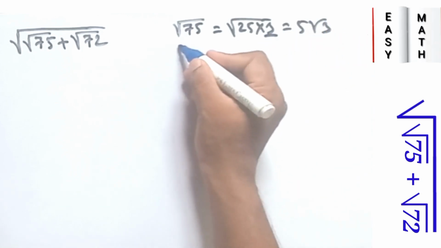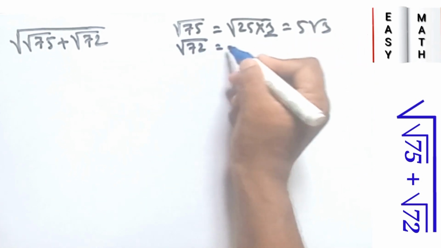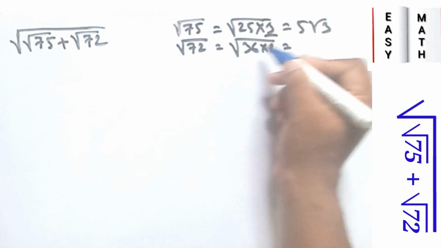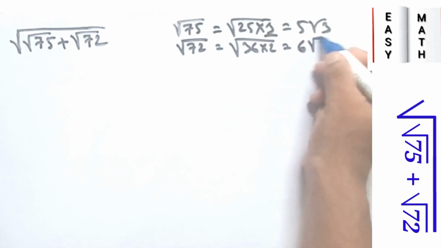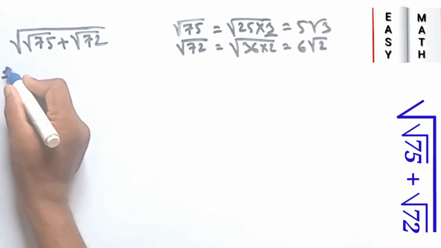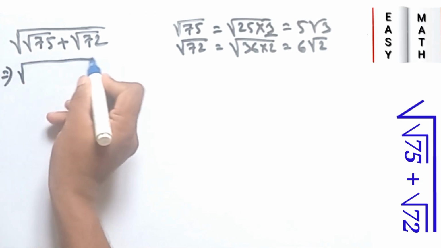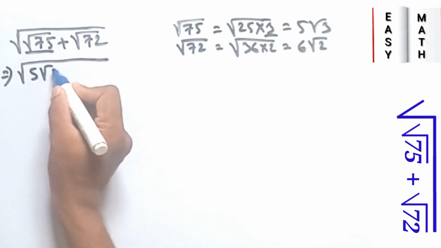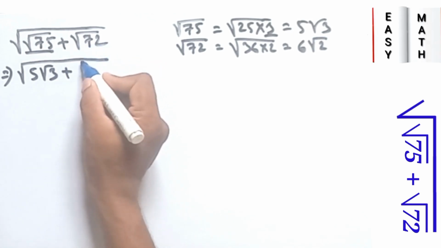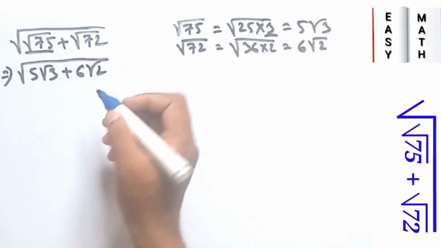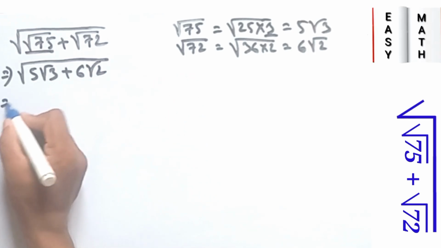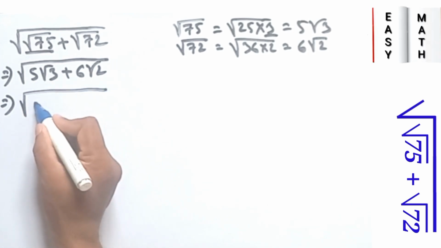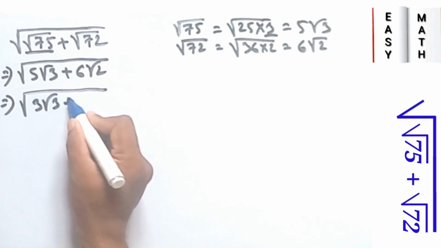And root 72 we can write as root 36 times 2, and root 36 is 6, so it is 6 root 2. So this value is 5 root 3, and this value is 6 root 2. Now we can write 5 root 3 as root 3 plus 2 root 3.